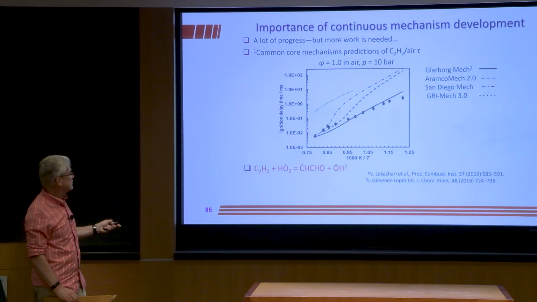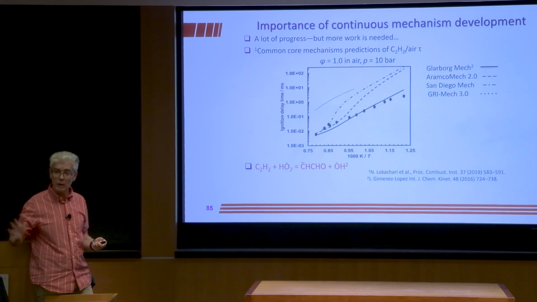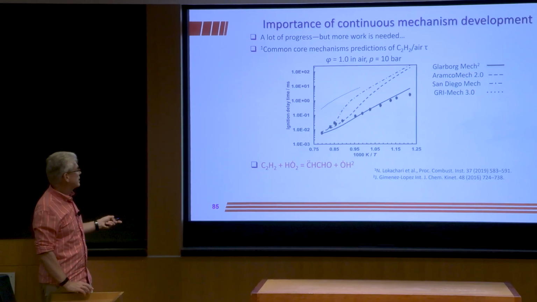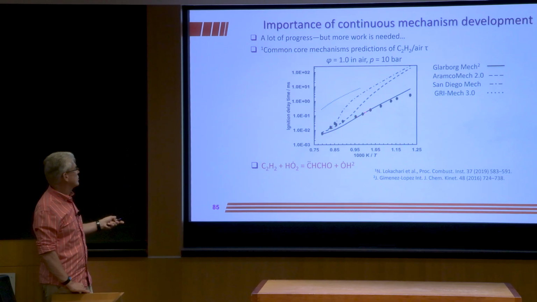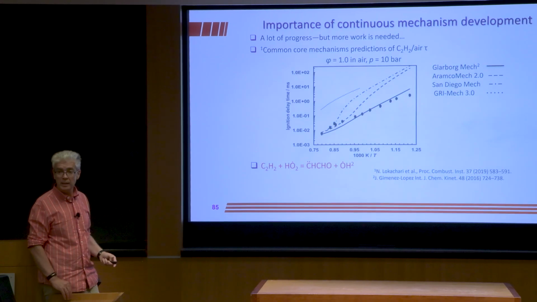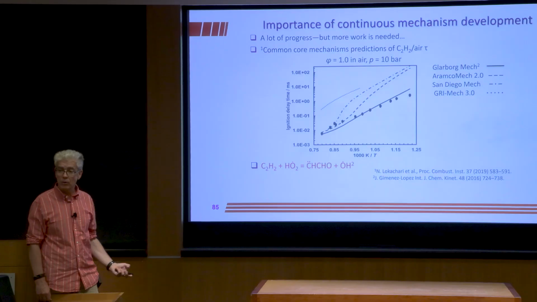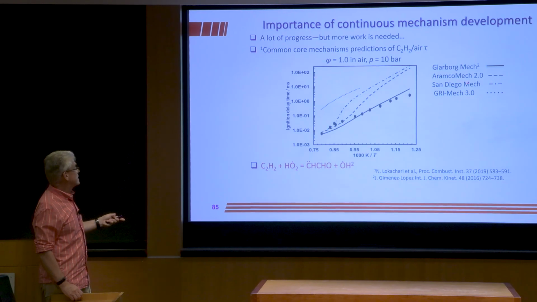Okay, so here are the data. And then here's GRI-Mech prediction of the data. It's an old mechanism, so it doesn't do well, right? But here's our own modern mechanism, our AramcoMech 2.0. It can match the data at the very highest temperatures, but certainly it's not coming nearly within an order of magnitude at lower temperatures. Very poor. And the same with San Diego Mech.